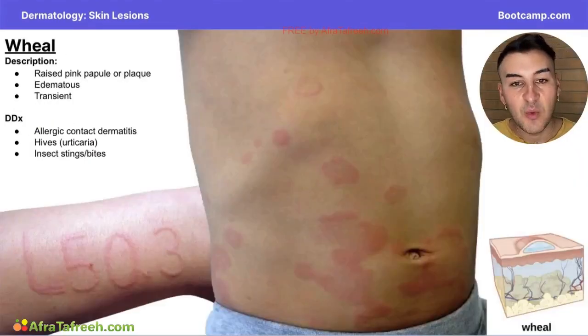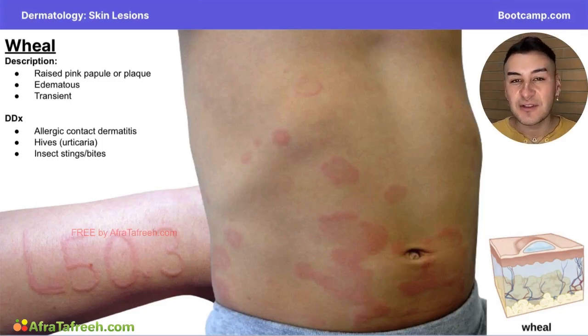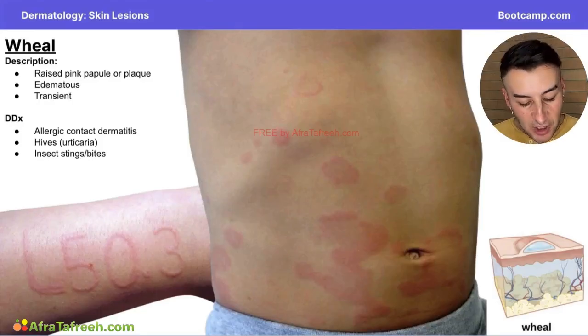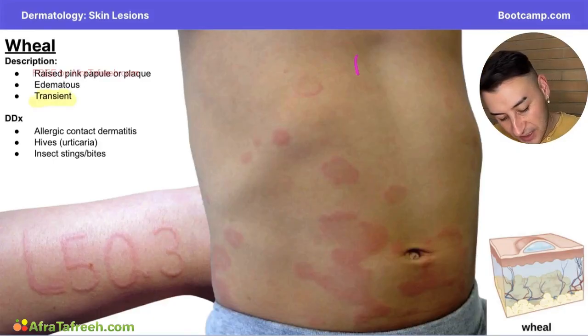So let's talk about wheals, which are going to be raised papules or plaques, but these are characterized by significant edema and their pink color. These lesions are going to be more transient than the lesions we talked about previously. Wheals are around for the order of minutes to hours, whereas papules and plaques are around for days to weeks. Let's talk about what makes wheals so transient, and the answer comes with IgE and histamine, which are the mediators of wheals.